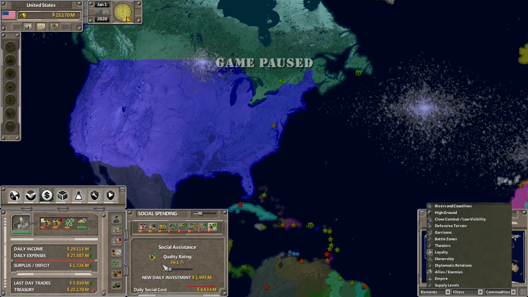Usually I avoid this social spending, but I will tell you that it does have an effect on your GDP. It will raise your inflation a little bit, and it has a big effect on your domestic approval rating and your migration rates, and we've already gone over what those affect.